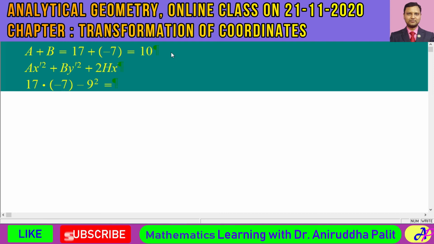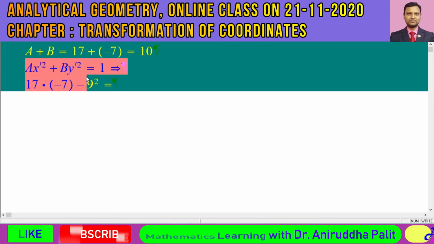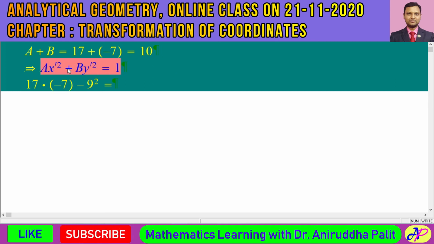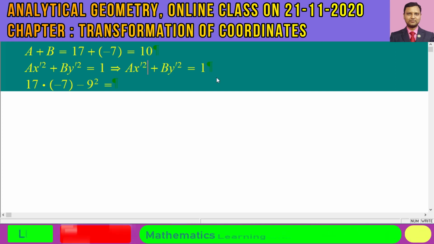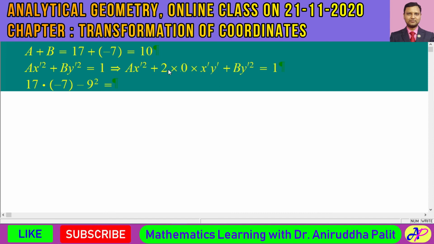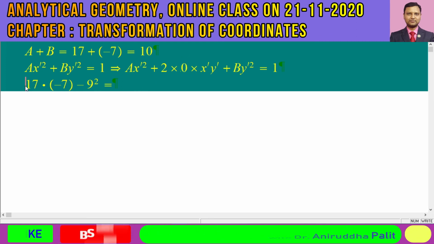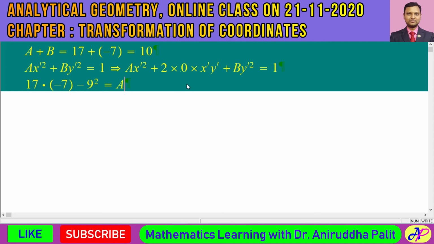Twice h x prime y prime. So if this expression is equal to 1, it can be written in this way: a x prime square plus b y prime square plus 2 into 0 into x prime y prime. That means over here the coefficient of xy is equal to 0. That means h is equal to 0 over here. That's why this ab minus h square can be written as a into b minus 0 square. Got my point? Was the matter understood?